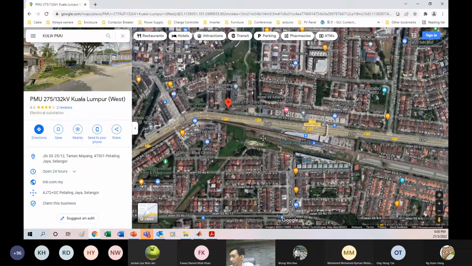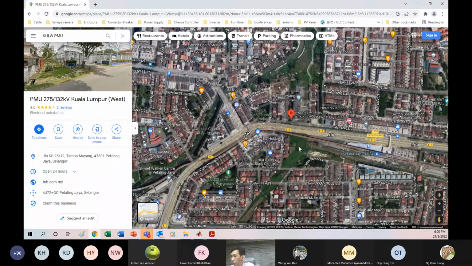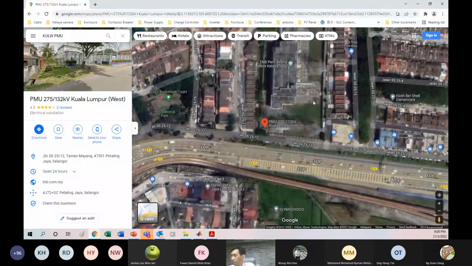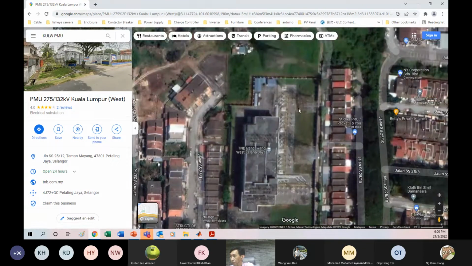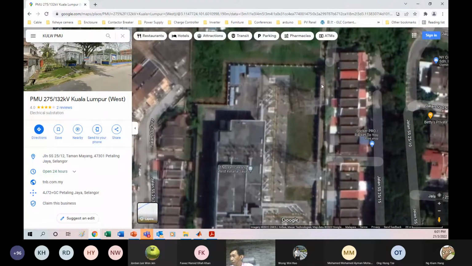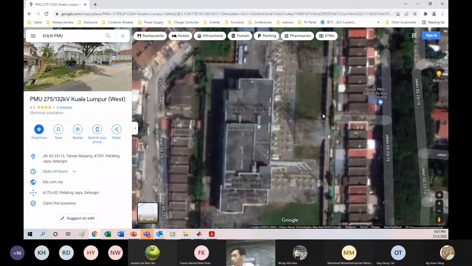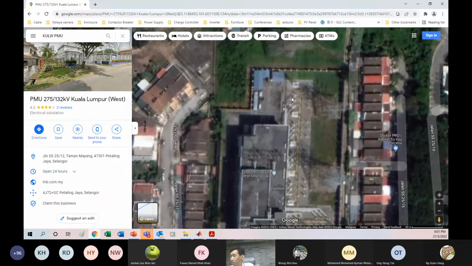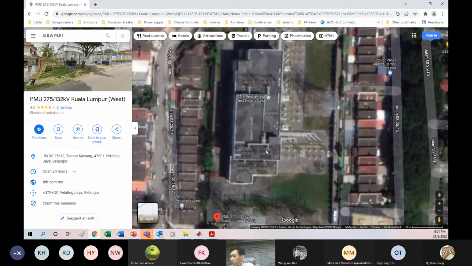The LDP, Kota Damansara, what do we call this station there. When you drive, it's quite visible. I can see it from the roadside because it's quite huge. You can see there are two transmission towers here, one here and one here, and then two transmission lines go into this building. This building houses the transformer and the switchgear. But again, we don't see any huge reactor, so meaning there is no SVC in this substation.